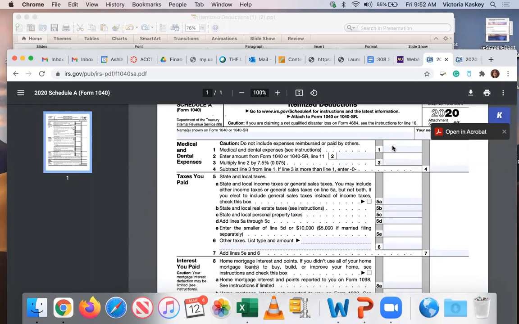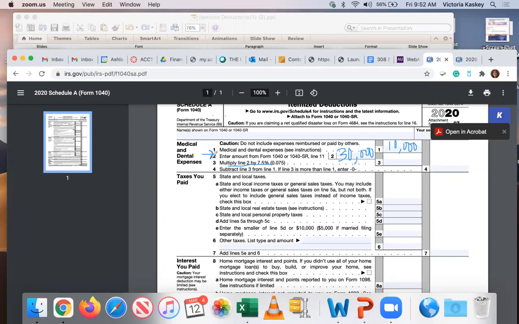So what I want you to do is get your calculators out, and let's say that you have medical and dental expenses of $10,000. I think it's important for you guys to follow along and do the calculations as well. You had a major surgery. If you have line number 11, which is, I believe, your AGI, adjusted gross income, say you made $30,000. Notice that line 3 here is multiply line 2, which is your AGI, by 7.5%.